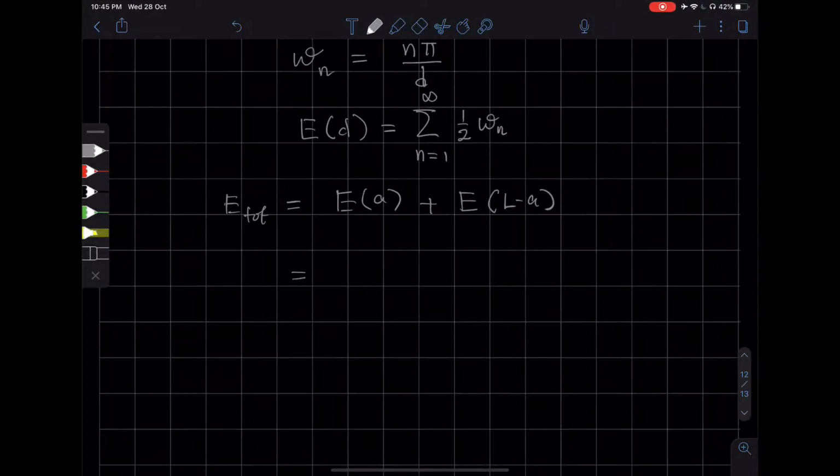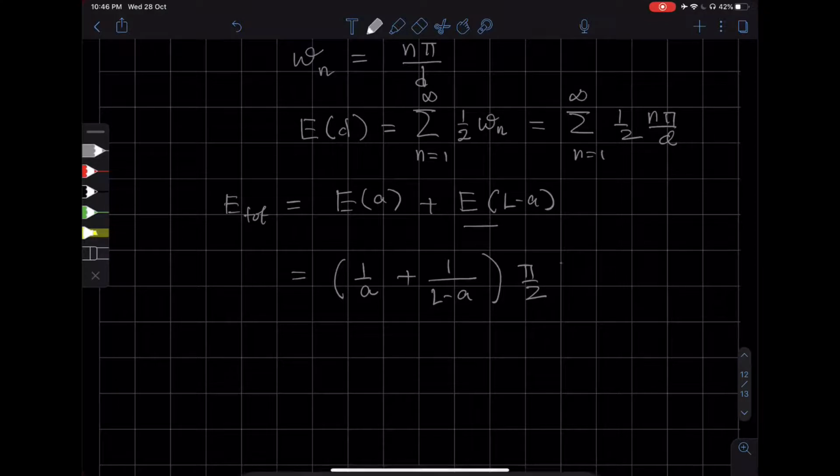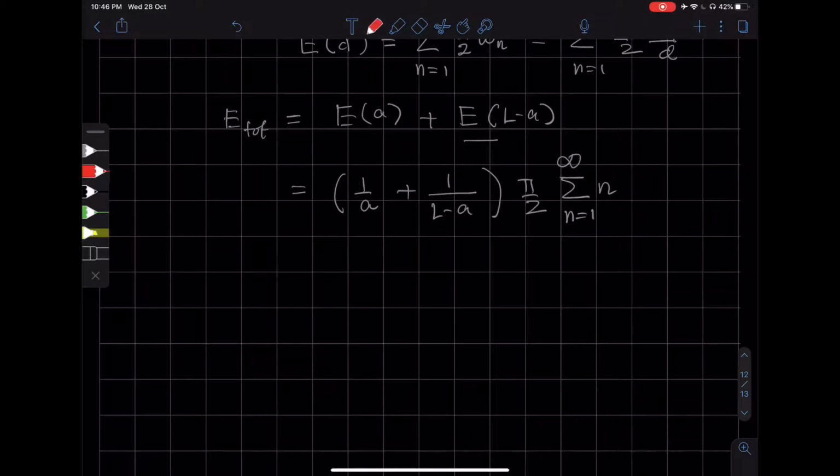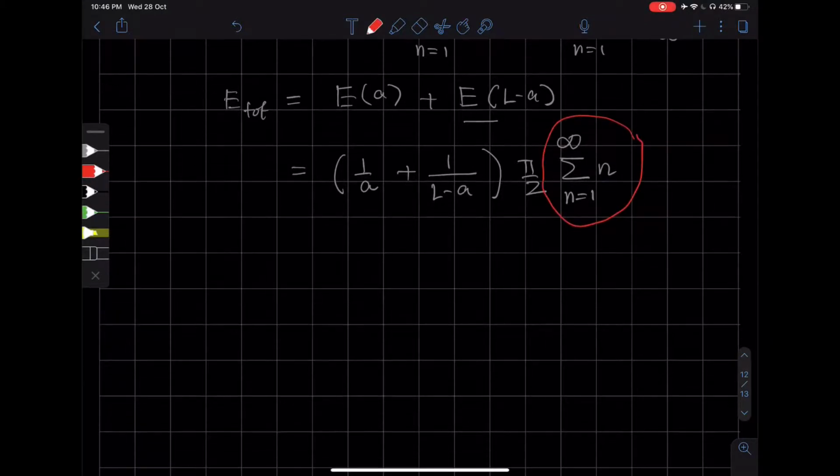So from this relationship, where n goes from 1 to infinity, and we have one half times n pi over d, we can write E of A to be 1 over A, plus 1 over L minus A from the other region. From each of these, I get pi over 2 times a sum over n from 1 to infinity of n. So if you look at this part, what is the result of this sum?